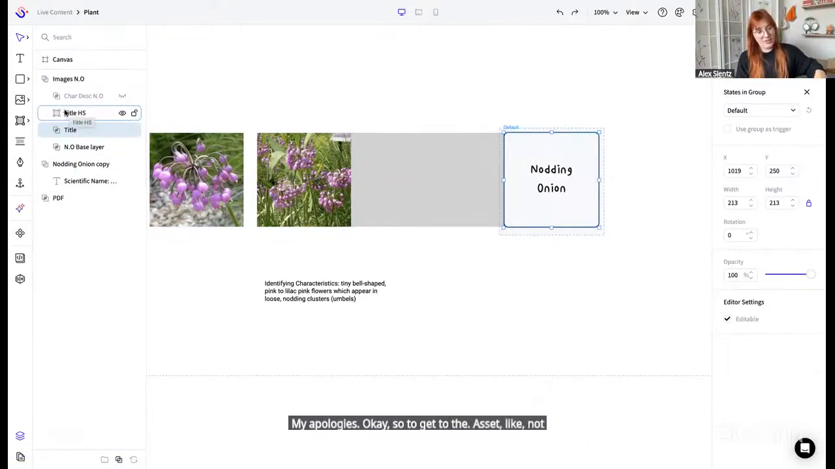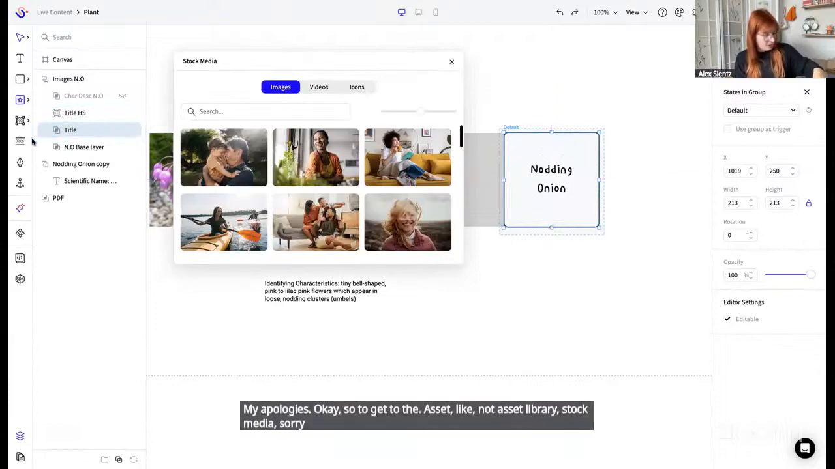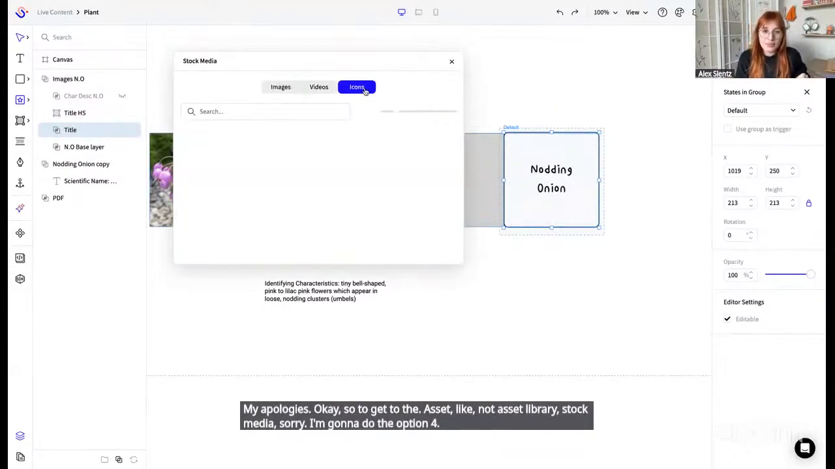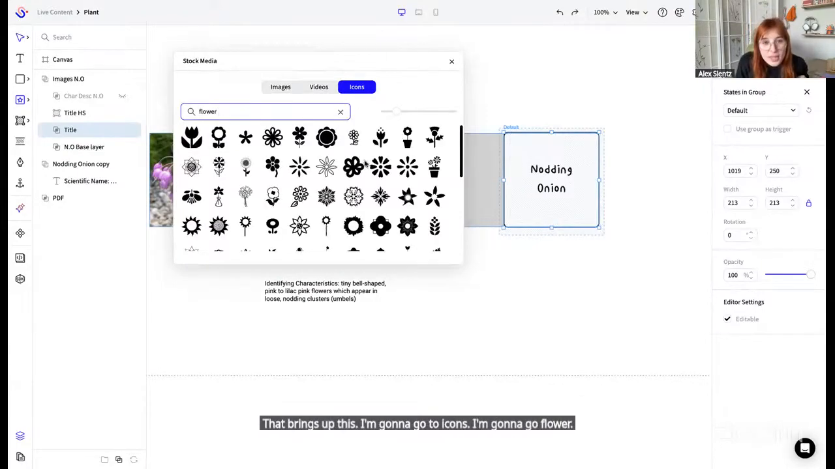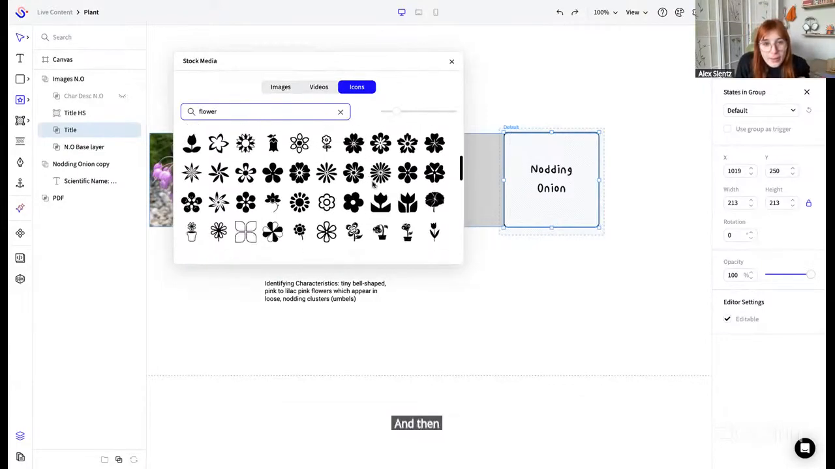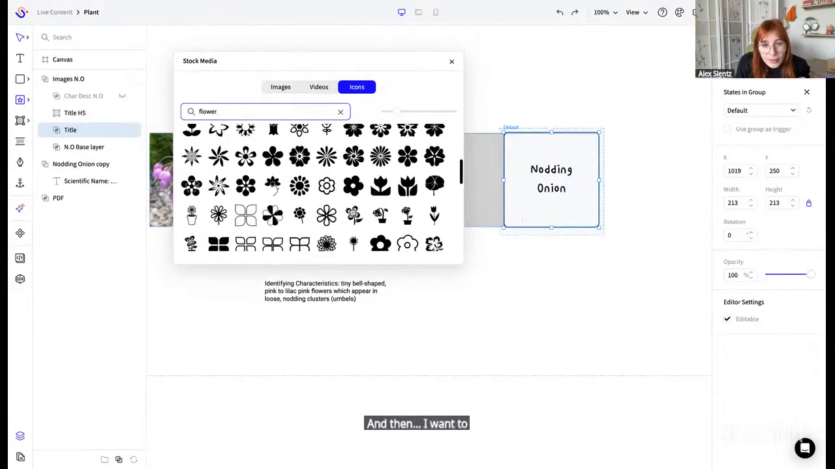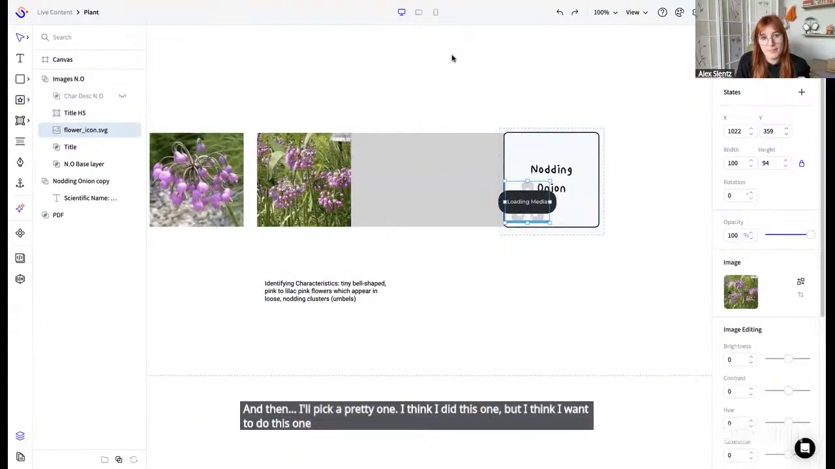Okay, so to get to the stock media, sorry, not asset library, I'm gonna do the option 4. And that brings up this. I'm gonna go to icons, I'm gonna go flower. And then I want to pick a pretty one. I think I did this one, but I think I want to do this one. So I'm gonna click and drag that.